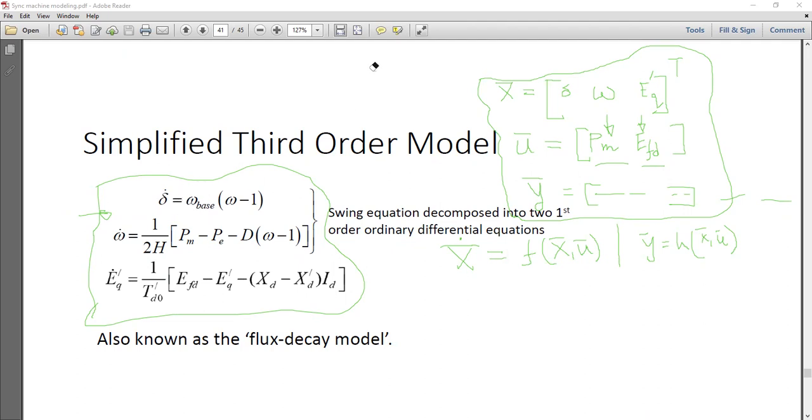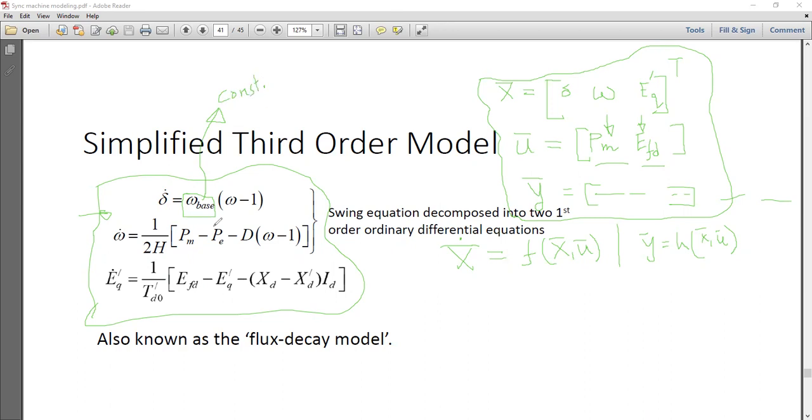So the delta dot is equal to what? Omega base. What is omega base? What is the physical name of this? Omega means angular frequency. Excellent. What is base? Remember, we were talking about per unitization of the system. So should the base speed be fixed or a variable? Fixed, should be fixed. So this is a constant. We don't have to bother about that.